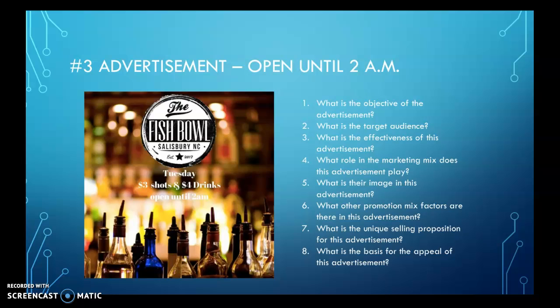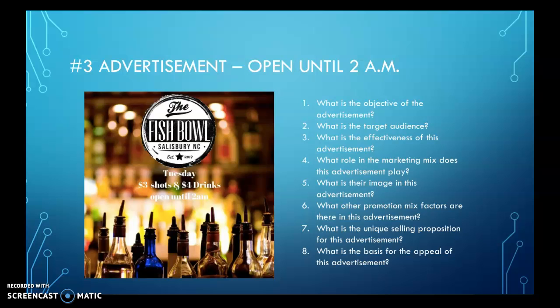What role in the marketing mix does this advertisement play? Price. I want to talk about that. It does have the price of the drinks. They're cheap. People will come and buy cheap drinks. And I like that you say Tuesday, but maybe to get more people to come, you could say only on Tuesday do we have $3 shots and $4 drinks, pushing people to come to that night, because if they're poor but they want alcohol and a good time, then they'll come on a Tuesday night because of the cheap drinks.